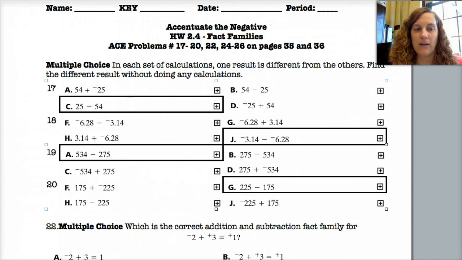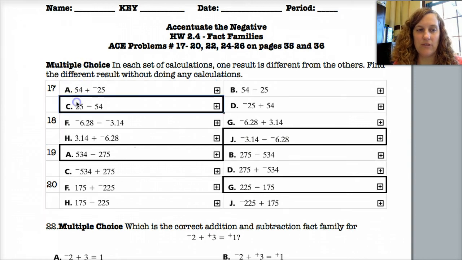The first question on our homework is number 17, and 17, 18, 19, and 20 are all multiple choice, so you should have been selecting one of the answers. In each set of calculations, one result is different from the others. Find the different result without doing any calculation. By just looking at them, you should be able to tell which one doesn't match.